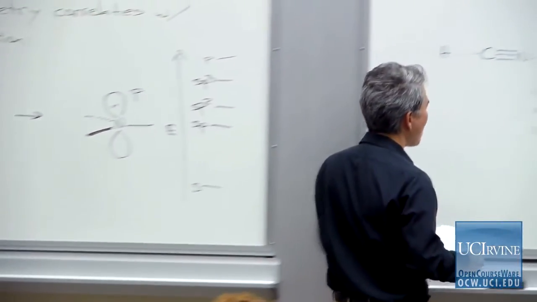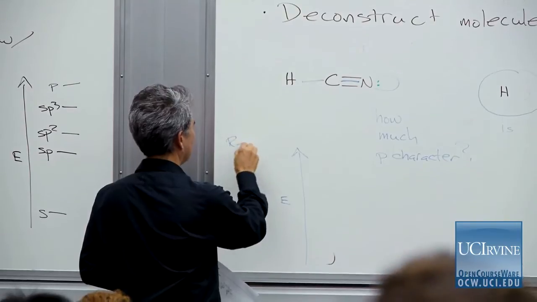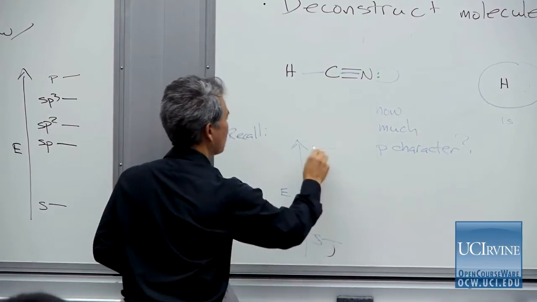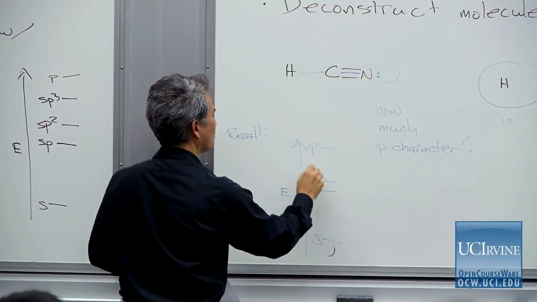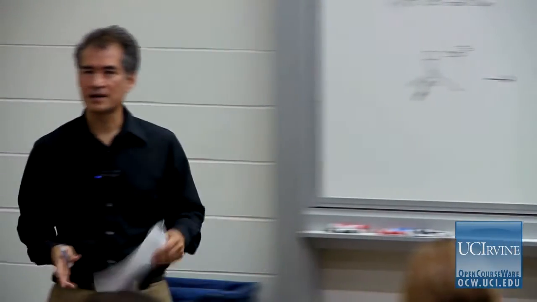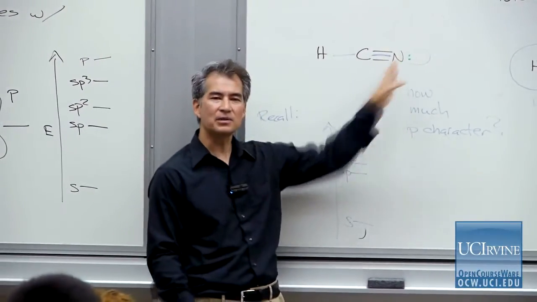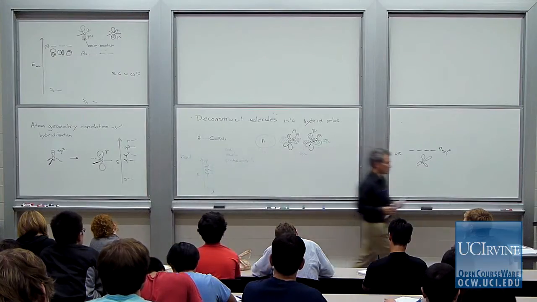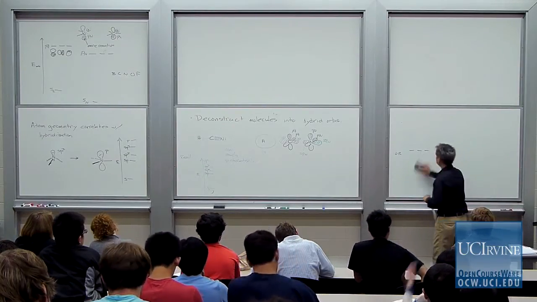Let me just remind you of why I'm always asking myself how much p character there is. It's because p orbitals are high in energy, and the more p character you have, the more nucleophilic you are. I am always asking myself how much p character there is in every single bond and every single lone pair. Because I care how nucleophilic this bond is, I care how nucleophilic that lone pair is relative to other molecules. Now let's put some numbers on this. I keep telling you it's important to think about p character. Let's put some numbers on how important it is to think about p character.